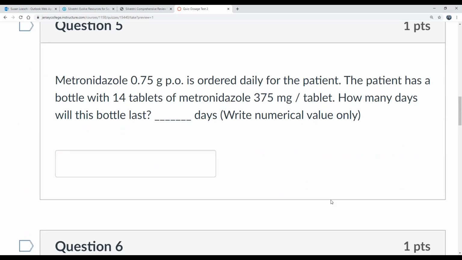Okay, so you have 0.75 grams ordered, and you have a bottle with 375 milligram tablets. So the first thing you have to figure out is how many tablets you are giving. You're going to convert that 0.75 grams to milligrams. To do that, you're going to do what? Multiply by 1,000.